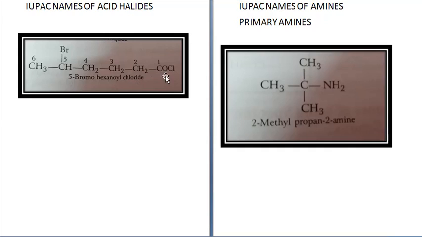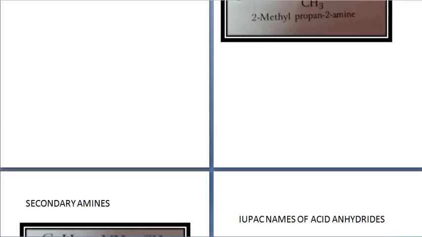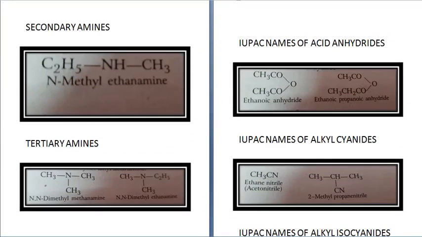Now in esters, the common name is alkyl alkanoate. The name of the alkyl group is written first. Like see over here, CH3, CH2, CH2, COO, C2H5. The parent chain is of 4 carbon atoms. Okay. So the side chain is C2H5. So it is ethyl butanoate. Okay, so the alkyl group is ethyl, butanoate.